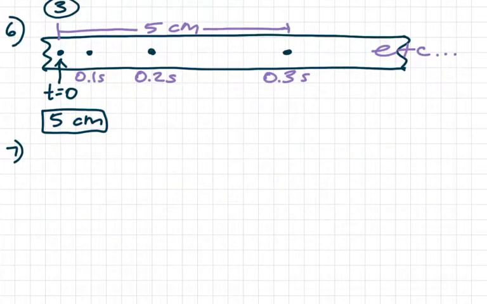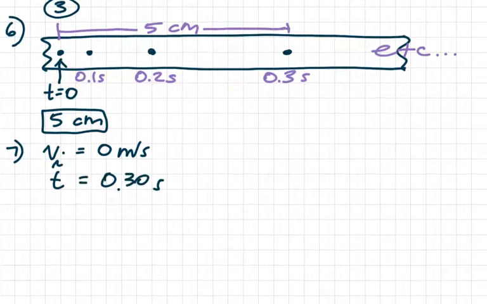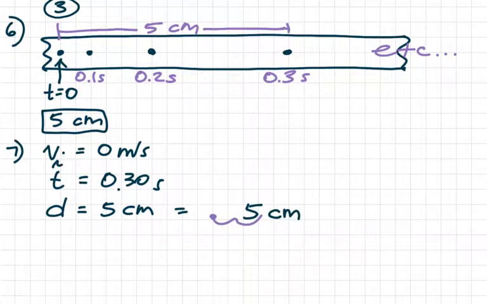So 7 wants the acceleration, so let's write down what we know. We know that it starts from rest, so v initial is 0. We know that the time is 0.3 seconds, and we now know from number 6 that in that 0.3 seconds, the cart went 5 centimeters. Now, you could leave the distance in centimeters and then solve for the acceleration in centimeters per second squared, but I would just avoid the confusion and convert centimeters to meters. You have to move the decimal place twice. So that's 0.05 meters.